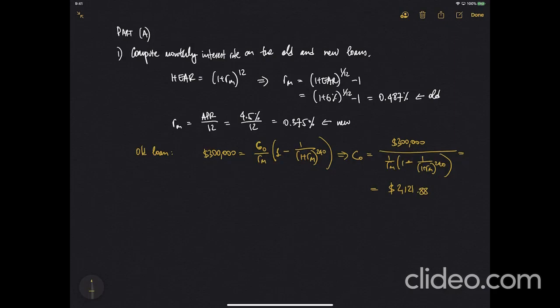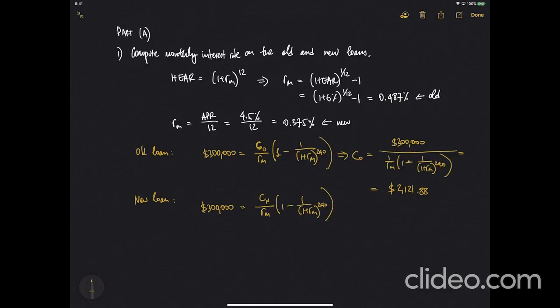Now let's do the same for the new loan. So I can write down the same equation. If we were to refinance right now, we still need to raise the present value of $300,000 so that the proceeds from the new loan can be used to repay the old loan. And that again would be equal to our monthly payment, which I will denote as CN, the new payment on the new loan, divided by RM, times 1 minus 1 over 1 plus RM, also raised to the power 240.